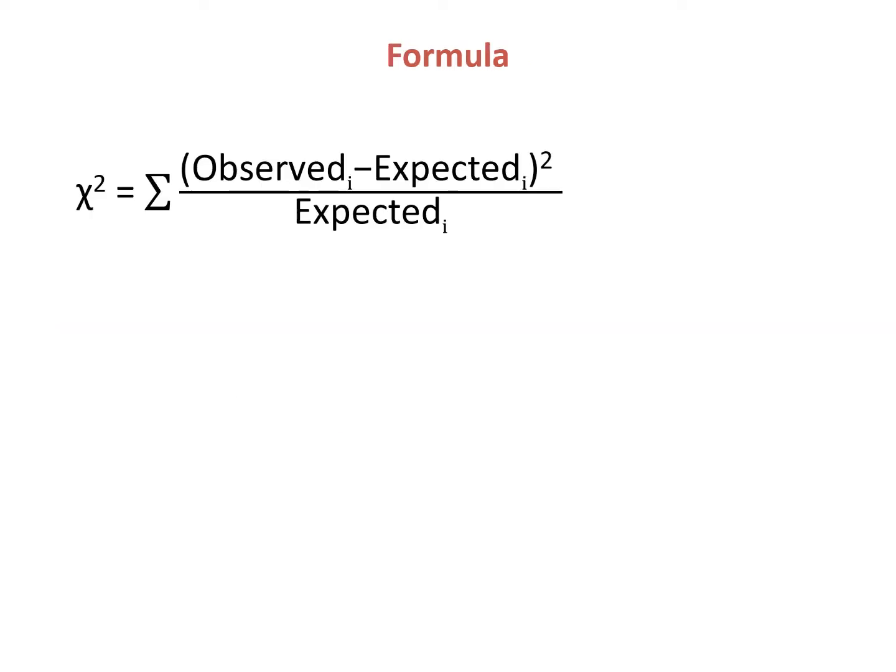Here is the formula for the chi-square statistic. In the numerator, we take the difference of the observations in each cell from what we would expect if the distribution of data were random, and square it. The denominator is the expected value for each cell. The resulting chi-square number can range from 0 to infinity.